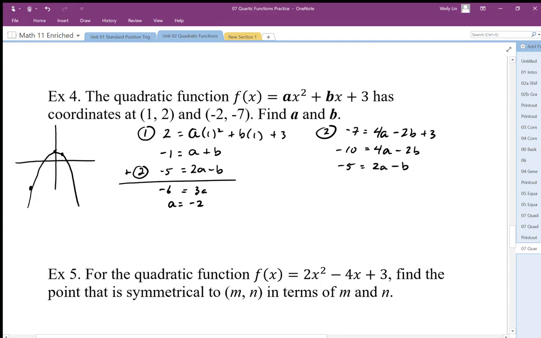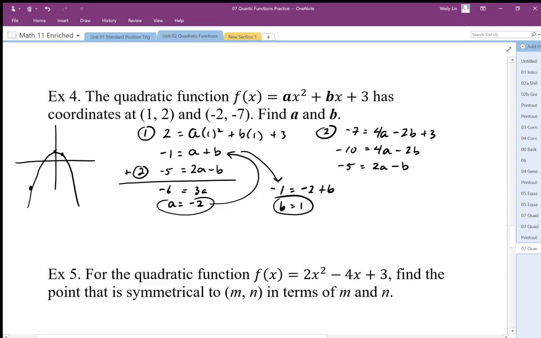I do still need to solve for b, so I need to plug that back into one of these equations. So I'm going to just plug it into equation 1. So back into equation 1, plugging it back into there, I'm going to get negative 1 is equal to negative 2 plus b. Okay, so b is equal to positive 1.